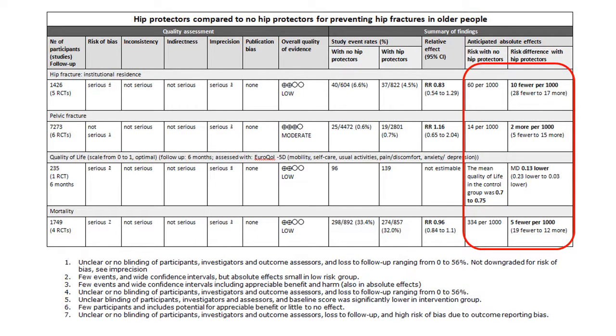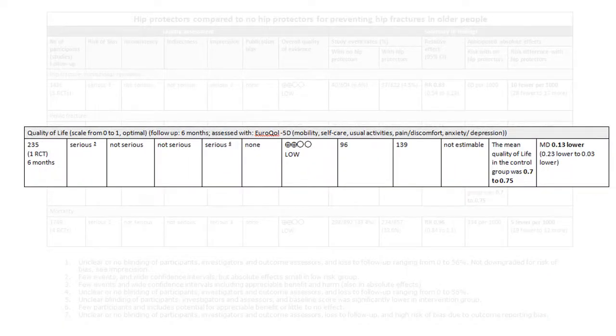The evidence profile can also present continuous outcomes, in other words, outcomes that are measured on a numerical scale. In this example, quality of life is measured as a continuous outcome using a scale. Continuous outcomes are typically summarized as means, and the effect is presented as a mean difference, which is the difference in means between the intervention group and the control group. A mean difference of 0 would indicate no difference between the comparison groups.